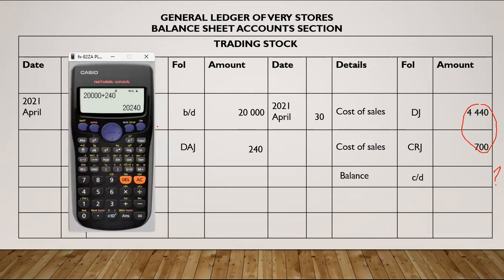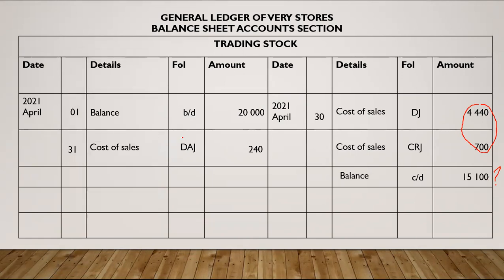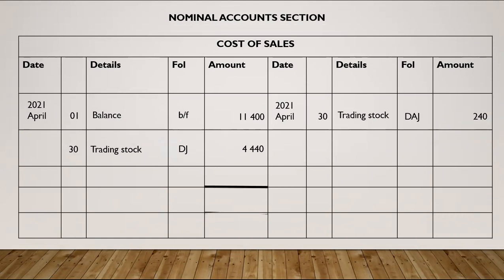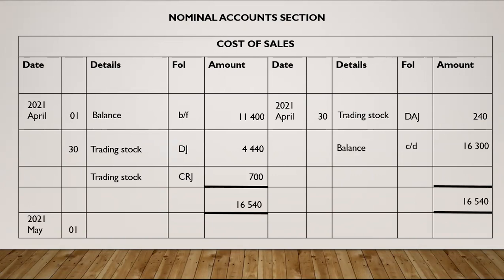Okay. And let me see. So you're going to have 20,240 minus 4,440 minus 700 and an equal sign. You'll get 15,100, which will be the balancing figure. And then you just write it as balance brought down the following month. And that's it. Oh, remember I said we'll also go to cost of sales. So it'll go to the debit side of cost of sales. And you'll write it as trading stock, CRJ, and just balance it off. I did show you how to balance it off.